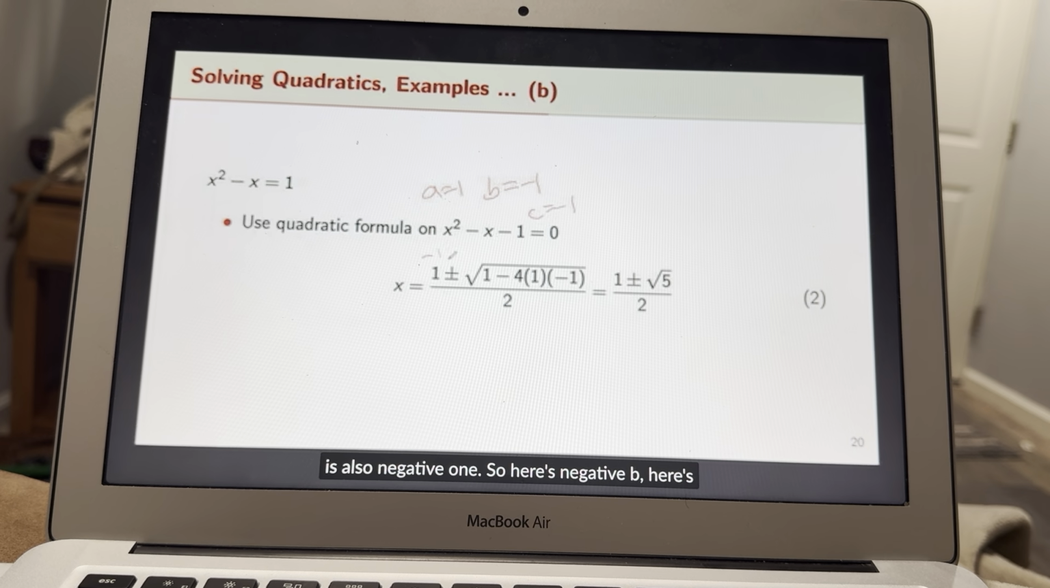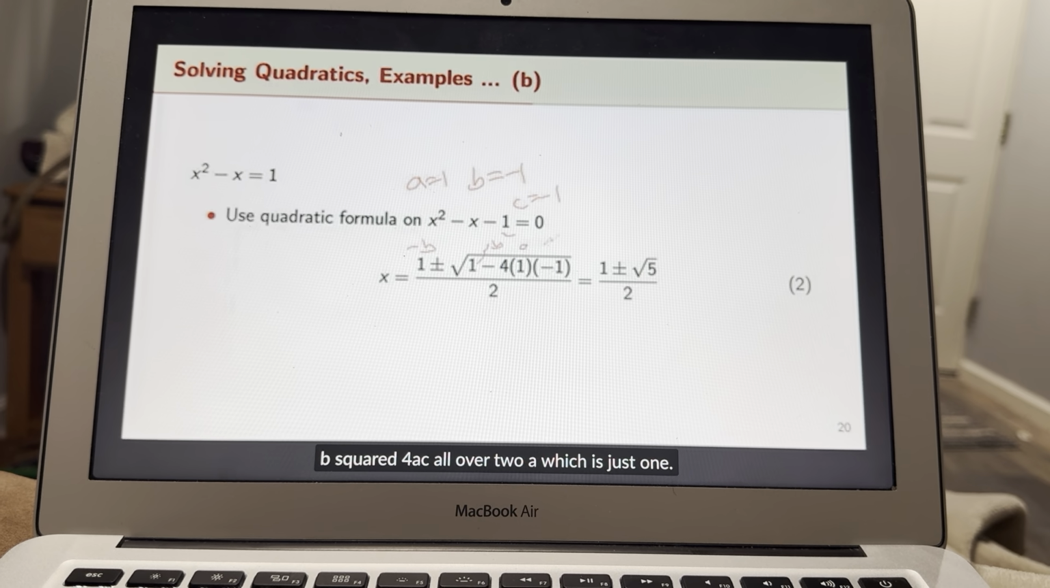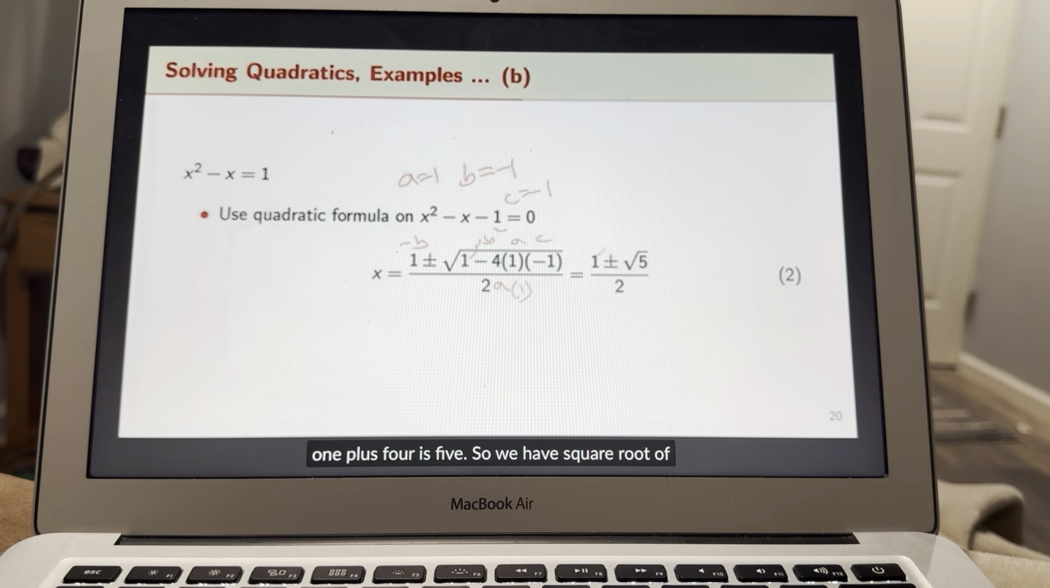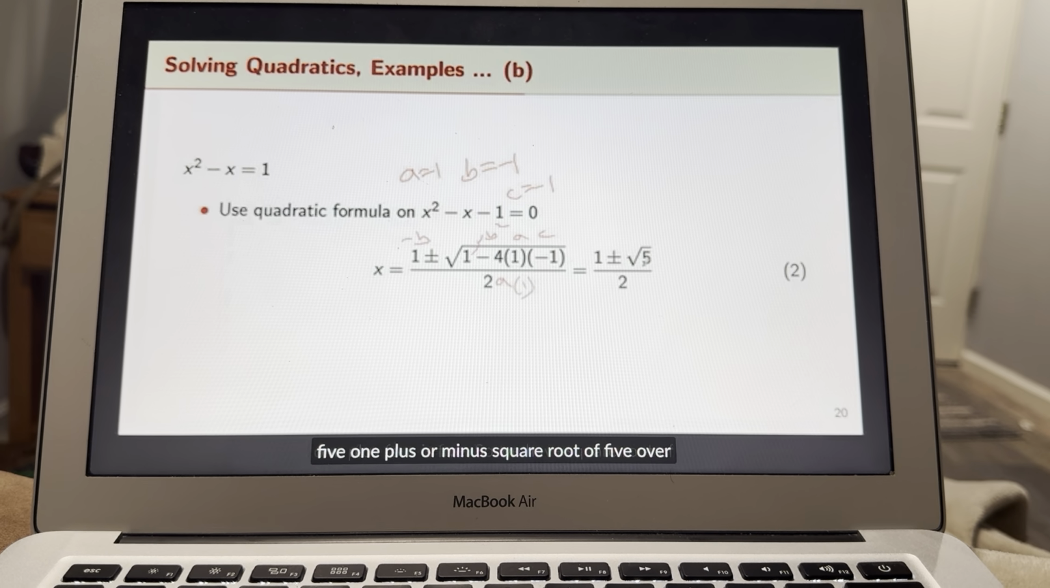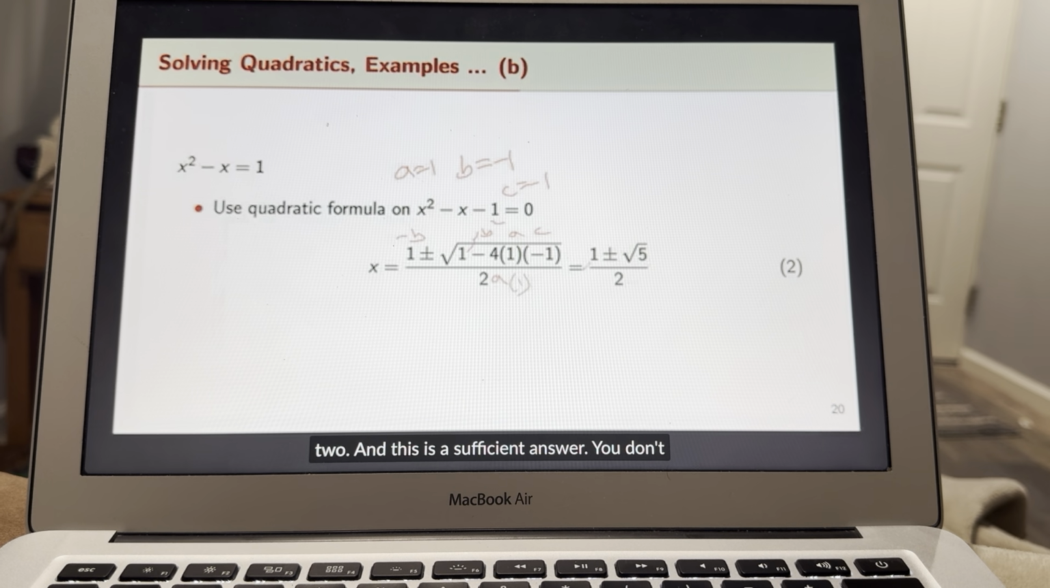So here's negative b. Here's b squared. 4ac all over 2a, which is just 1. Inside of the radical and the discriminant, we have 1 plus 4 is 5, so we have square root of 5. 1 plus or minus square root of 5 over 2, and this is a sufficient answer.